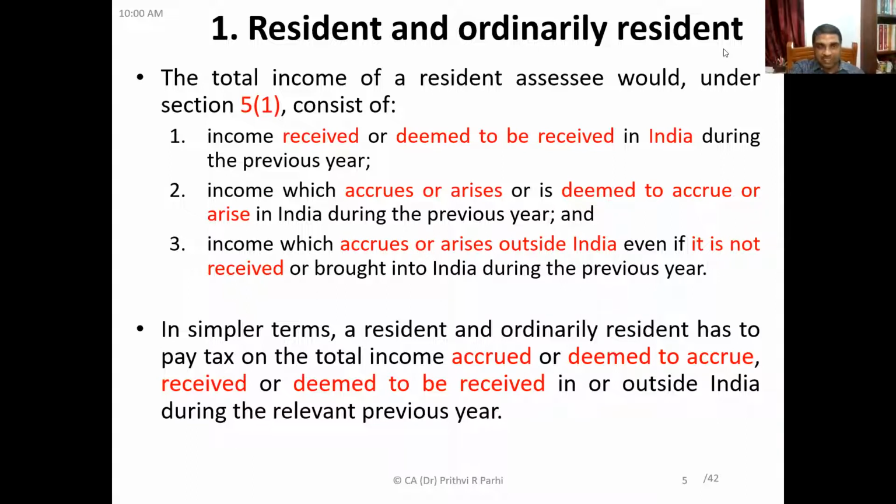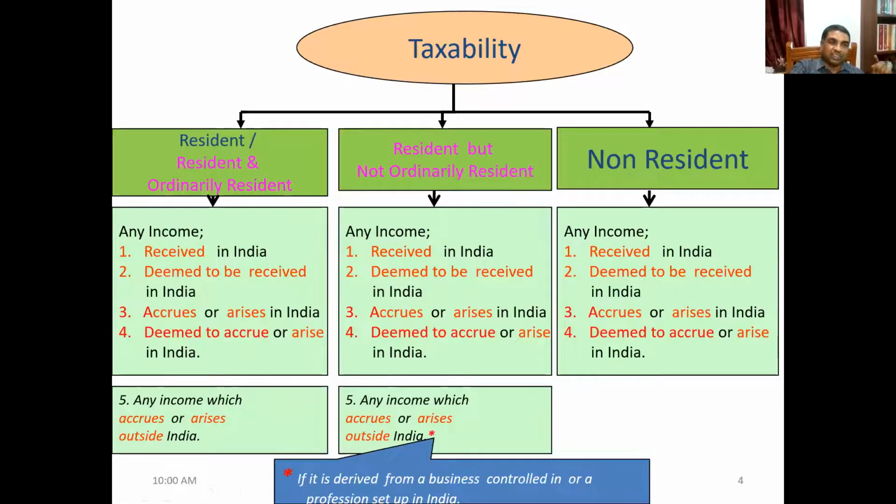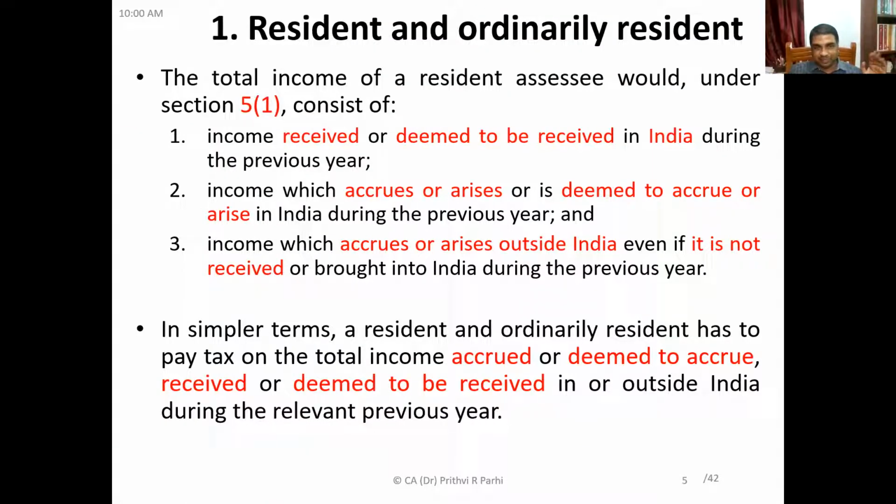So these 3 things are to be included in the total income of a person who is resident and ordinarily resident. For our easy understanding, we have broken them into 4 pieces, which is there in the previous chart. What the picture was showing, these 4 points and these 3 points are the same. You can have a look at this. Income received or deemed to be received in India. Income accrues or arises or is deemed to accrue or arise in India. Or income accrues or arises outside India, that means foreign income.